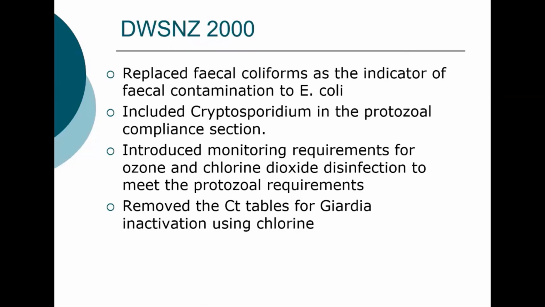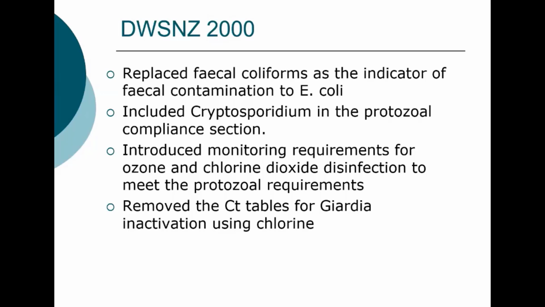Now in New Zealand, the regulations are different. They initially monitored for fecal coliforms, and that was an indicator of fecal contamination. So coliforms are a type of gram-negative bacteria. They have replaced that with E. coli, so they're actually measuring E. coli directly. They have included cryptosporidium in the compliance section. They have introduced monitoring requirements for ozone and chlorine dioxide disinfection to meet these requirements.